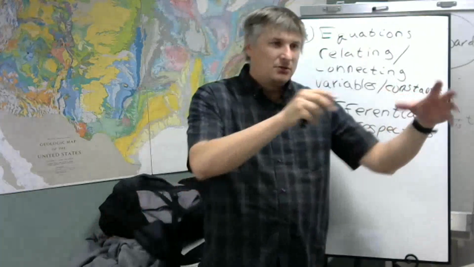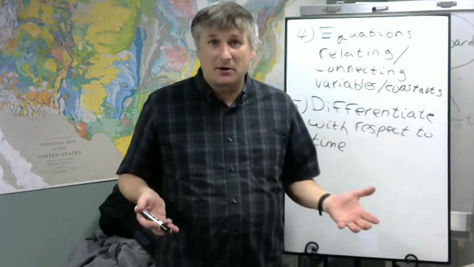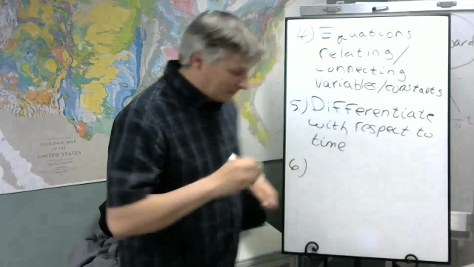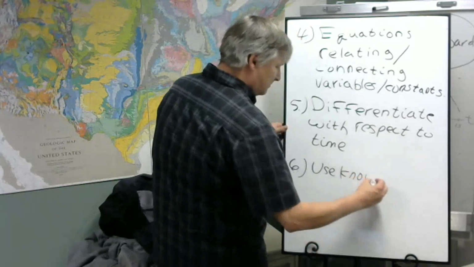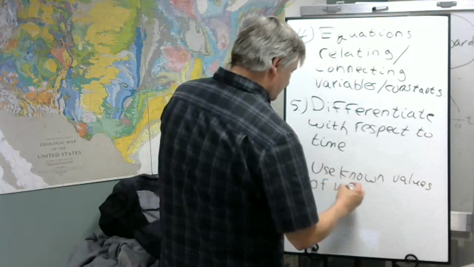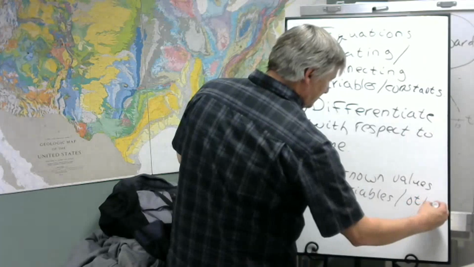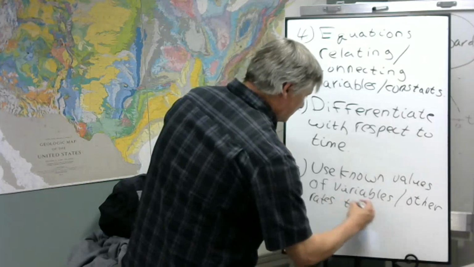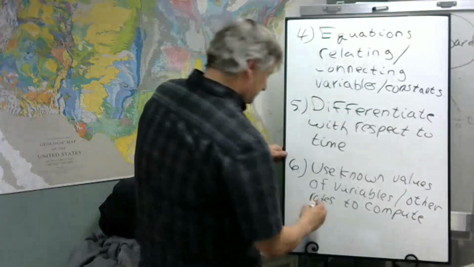And once we make our substitutions and do our arithmetic, we'll have a value for dA/dt, which will give us the rate of change of the area at a particular time, where the radius has a particular rate that we're given. So we're going to use known values of variables and other rates to compute the unknown rate.